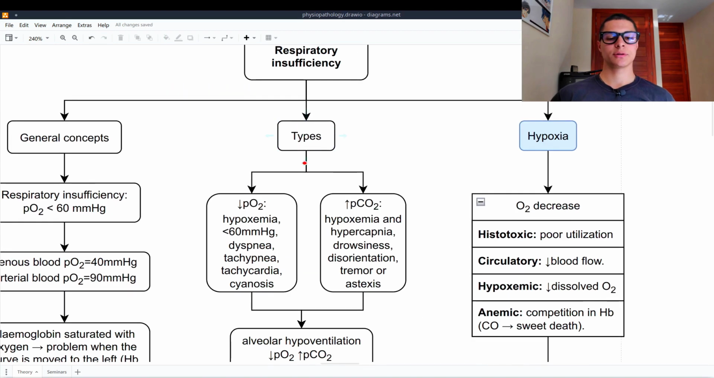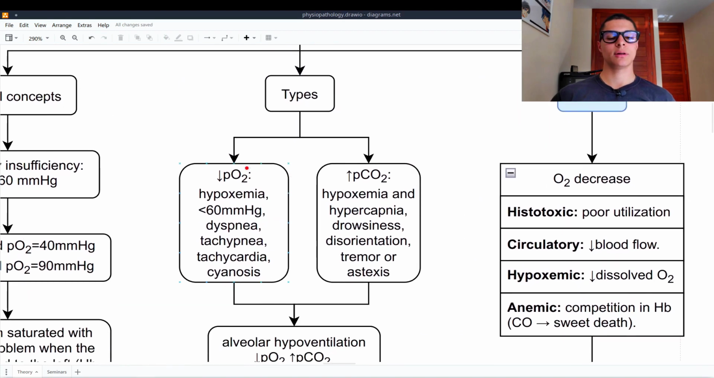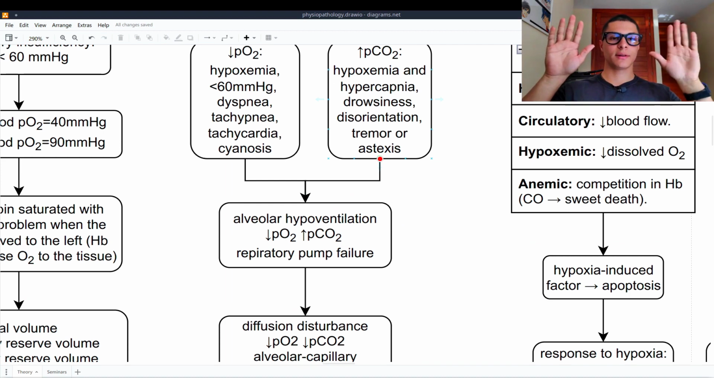Types of respiratory insufficiency. So when there is a low pressure of oxygen, hypoxemia, lower than 60 millimeters of mercury, dyspnea, tachypnea, tachycardia, cyanosis. On the other hand, when there is a high pressure of CO2, we have hypoxemia, this one, and hypercapnia. This creates drowsiness, disorientation, tremor, or asterixis. The asterixis is the flapping.